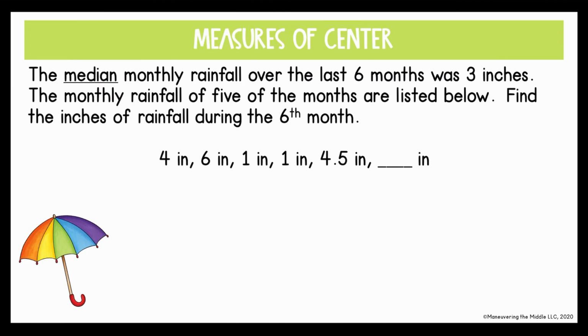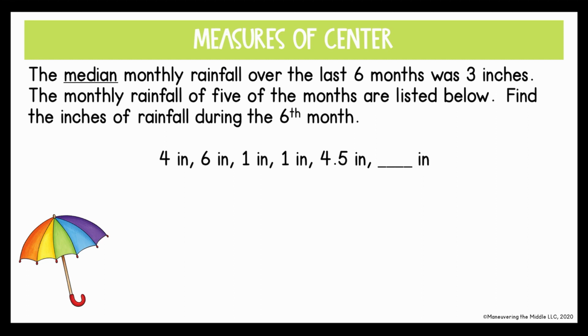Okay, in this last one, it says the median monthly rainfall over the last 6 months was 3 inches. The monthly rainfall of 5 of the months are listed below. Find the inches of rainfall during the 6th month. So again, we are given the median and we're wanting to find that missing piece of data. So the first thing we need to do is recognize that the median is our middle number. So when I look at this, I want to put these in order from least to greatest, but I also want to recognize where 3 would be.